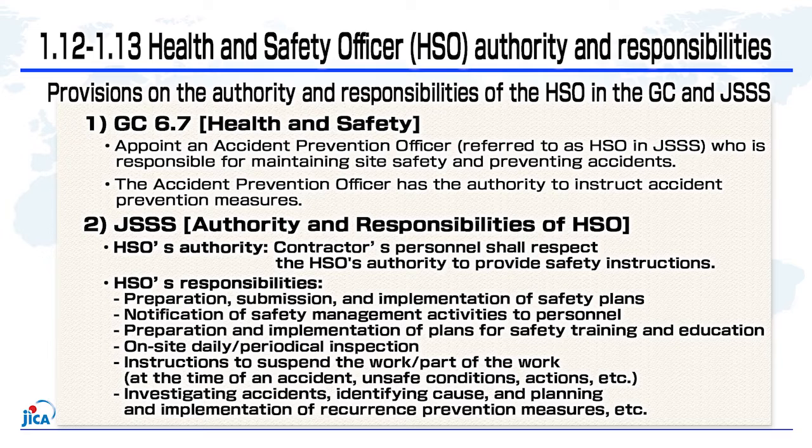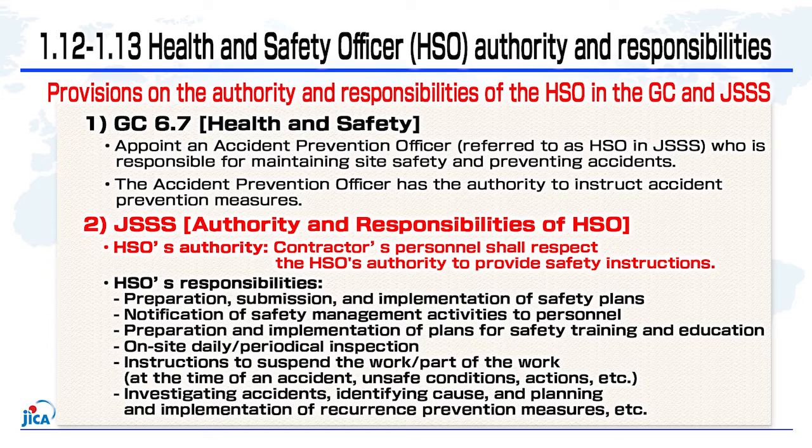GC 6.7, Health and Safety, stipulates that the contractor shall appoint an accident prevention staff member responsible for maintaining safety and preventing accidents at the contractor's site, and this individual shall have the authority to direct accident prevention measures. In JSSS, this person is called the Health and Safety Officer, HSO.